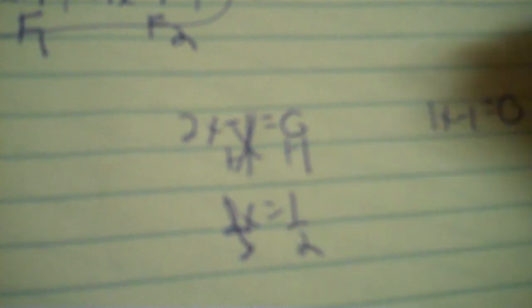So f1, f2. So 2x minus 1 equals 0, 1x minus 1 equals 0. So plus 1, 2x equals 1. Divide by 2. You get 1/2. Then plus 1, 1x equals 1. You can divide by 1 or get rid of it. It's 1. So the answers are -3, 1/2, and 1.